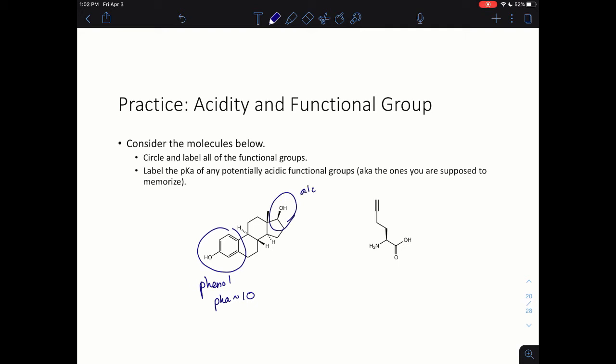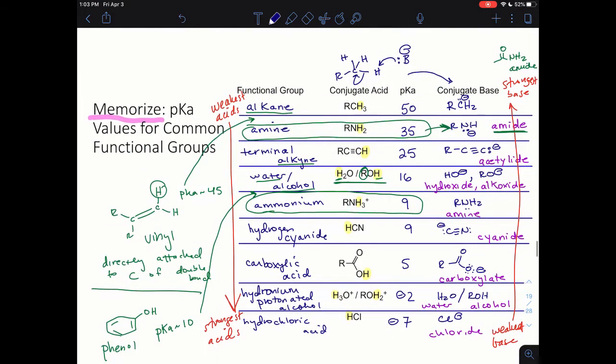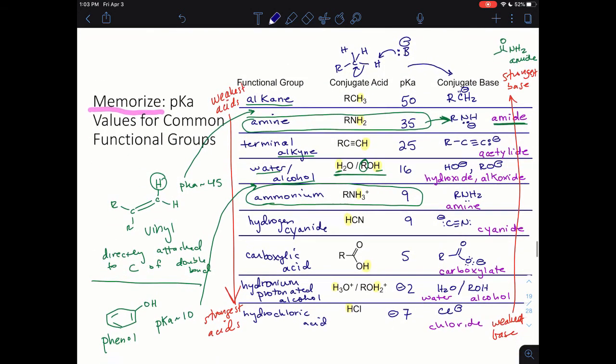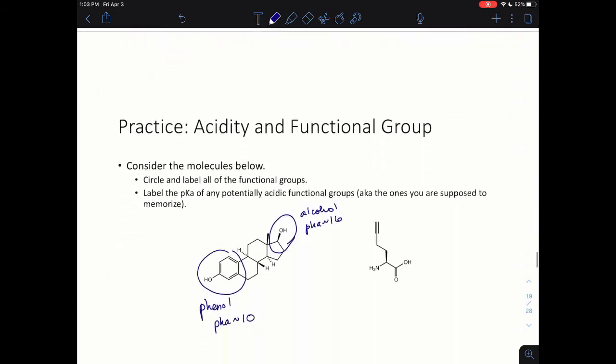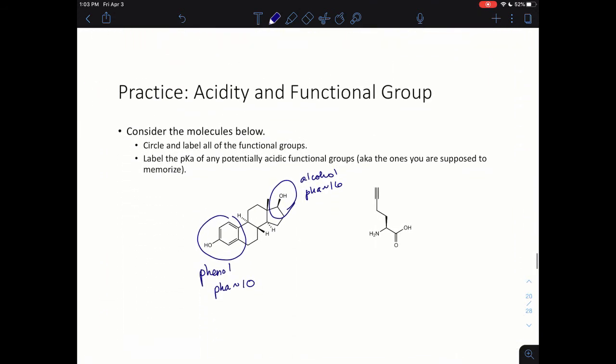We have a normal alcohol, and the pKa of an alcohol is about 16. How do I know? I memorized these numbers, and you have them out next to you, and you're using them as a reference until you've memorized them.